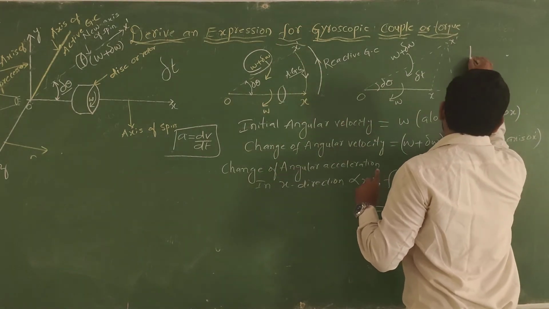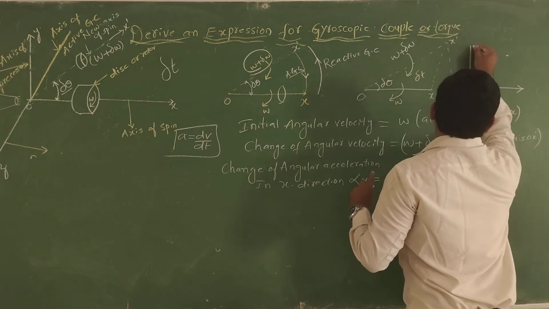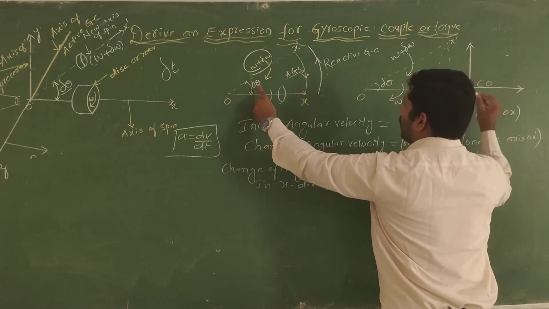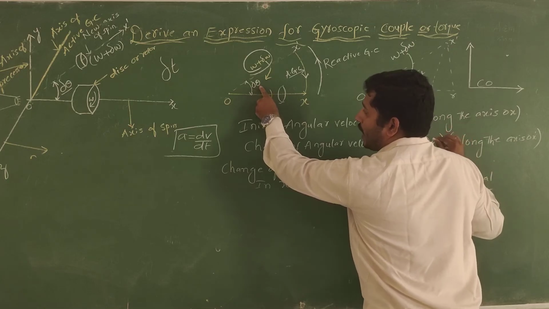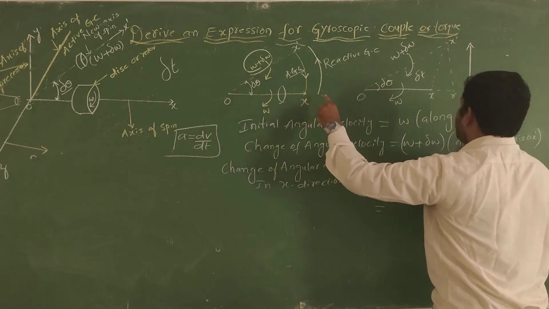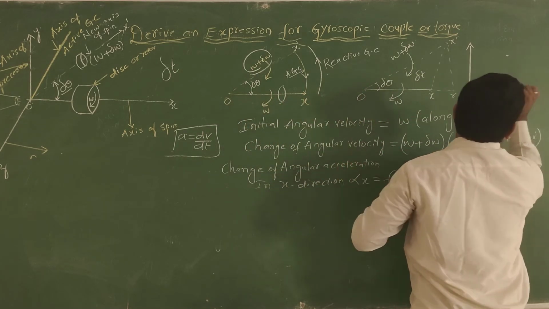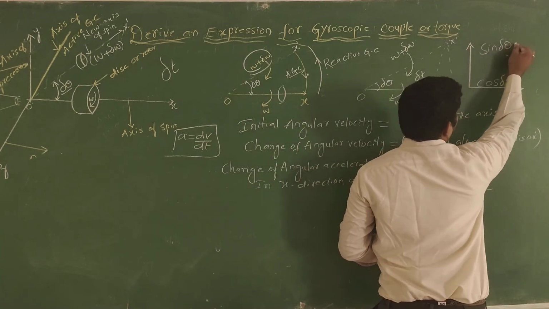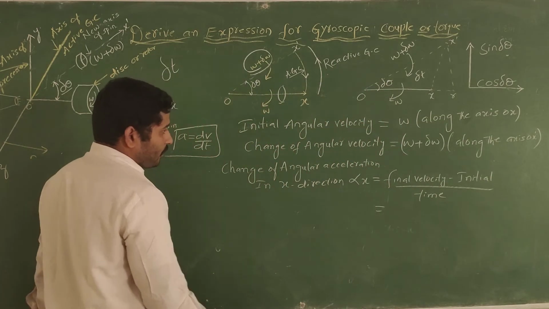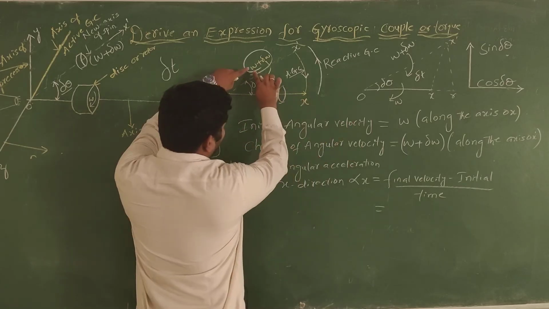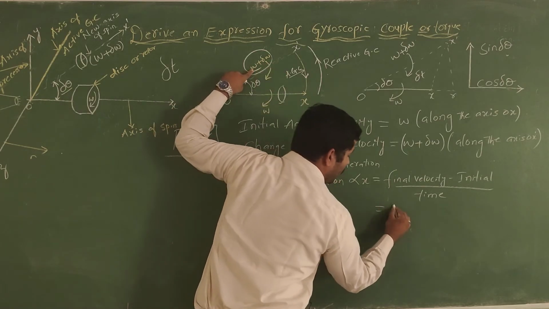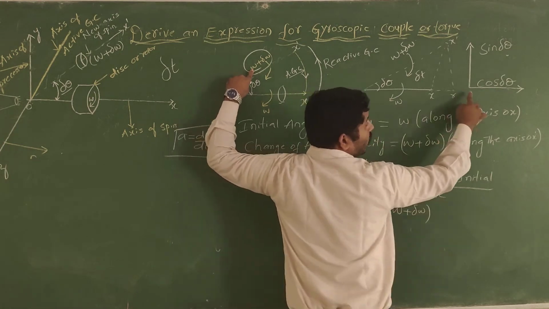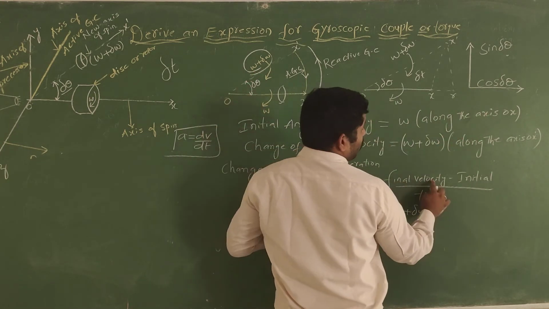So we can draw like this. One is parallel, another one is perpendicular. How much angle do they make in the parallel? They make an angle of delta theta with the horizontal, which means cos delta theta we need to represent. In the vertical direction it is sin delta theta. Okay dear, let us see. The final velocity is omega plus delta omega.